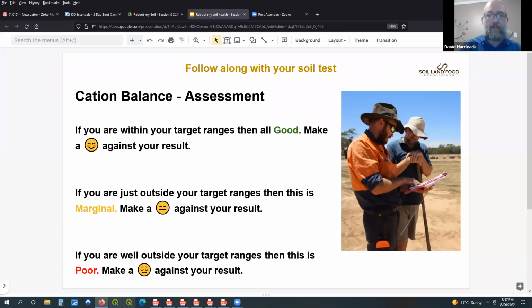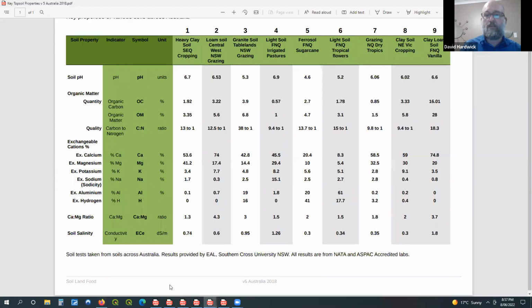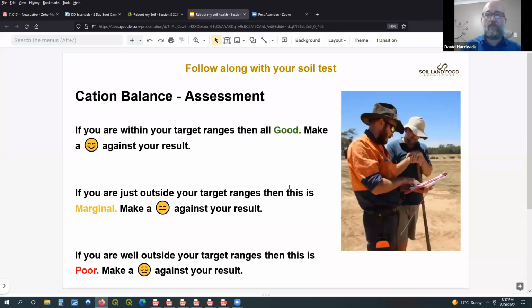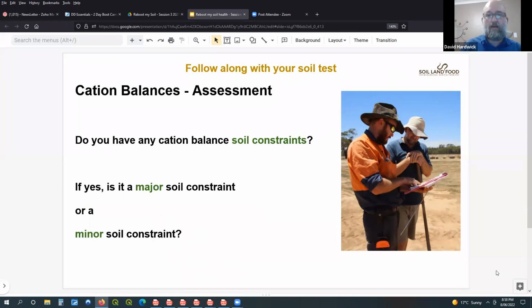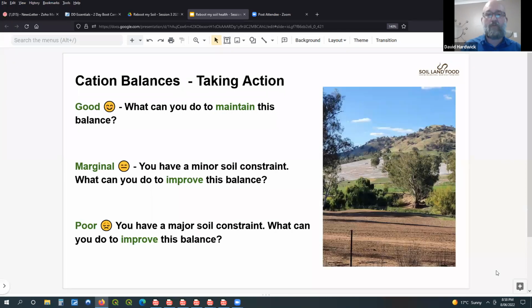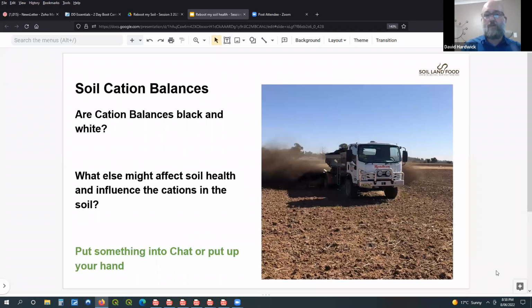So hopefully that makes sense. I've kind of scooted through a little bit. There is a bit more to that cation balancing we could investigate, but I'll pull it up because of time. Again, if you feel you've got a soil constraint after looking at that, please do it. And we've talked about the different minerals.